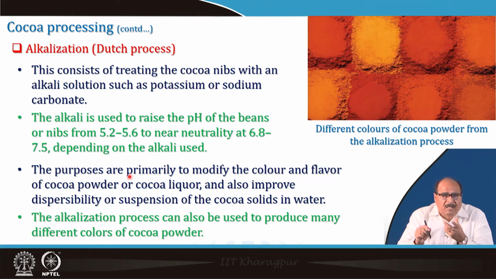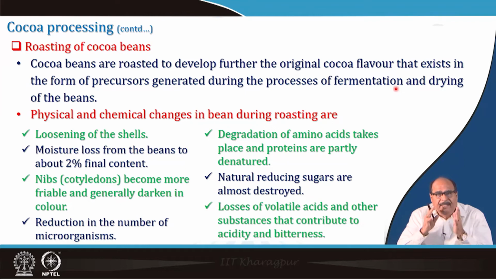The purpose of the Dutching process is primarily to modify the color and flavor of cocoa powder or cocoa liquor, to improve the dispersibility or suspension of the cocoa solids in water, and also to remove the free fatty acids present in the bean powder or liquor. The alkalization process can also be used to produce many different colors of cocoa powder. You can see here in the picture the different colors of cocoa powder produced from the alkalization process. Then the important operation, that is roasting of the cocoa beans.